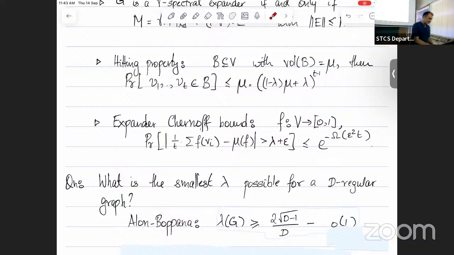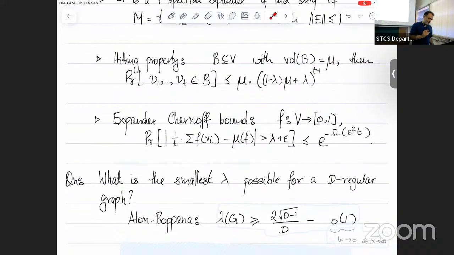So the formal result is that there is actually a 2 square root d minus 1 by d minus some quantity which will have something like n in the denominator. So if n becomes larger and larger, that quantity becomes closer to 0. But for some constant-sized things, you might get something that is better than 2 square root d minus 1 over square root d.